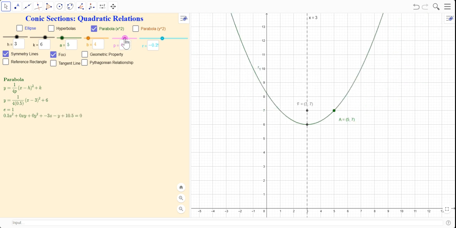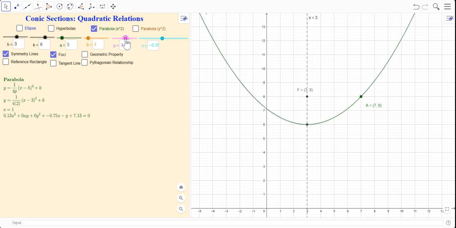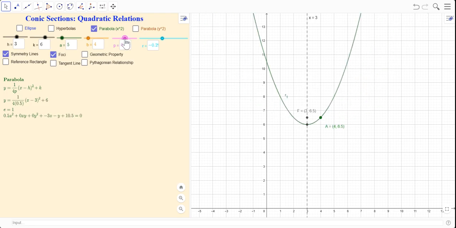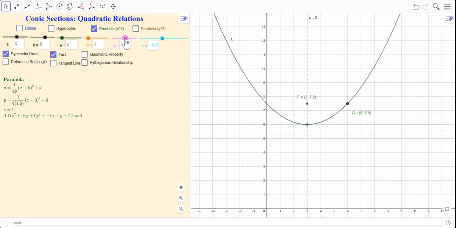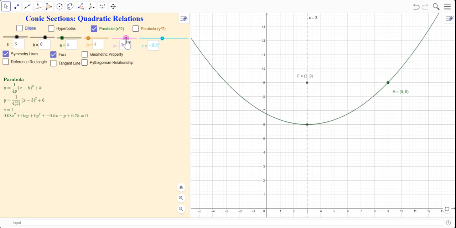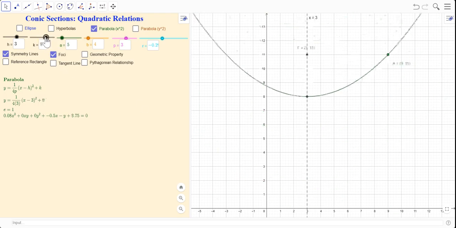And of course, if p is negative, it goes down this way. It degenerates at p is 0, of course. Okay, and then we finally replace y by y minus k. Here I've solved for y by adding k to both sides. And of course, k gives you your vertical shift.